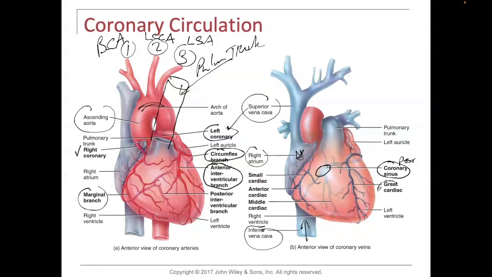Okay, here's the great cardiac vein following this right here, the anterior interventricular branch. Okay, the great cardiac vein comes around, and it's still the great as it wraps around to the back. On the back side, we have a middle cardiac vein. And in the front, we have an anterior cardiac vein and a small cardiac vein.